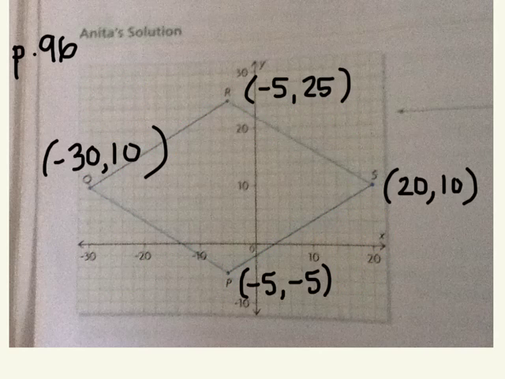Example, they give you the coordinates and you have to identify what type of shape it is. Well, how would we know if it's a square? Without graphing it, how would you know if it's a square? We know that a square has all four sides that are equal. How could you figure out if the lengths of the shape are equal? What would you use to figure out the length of the line segment?